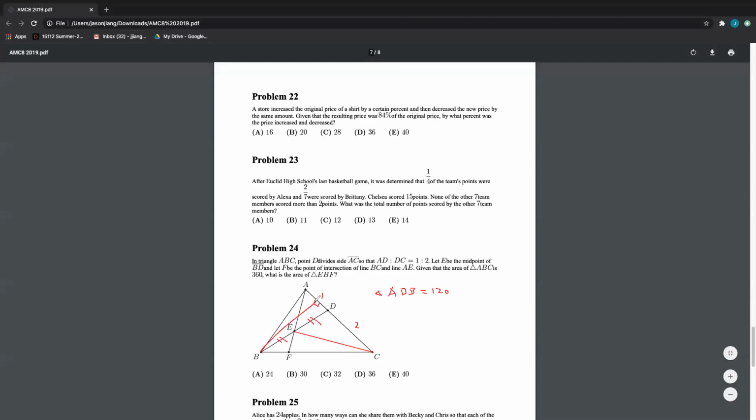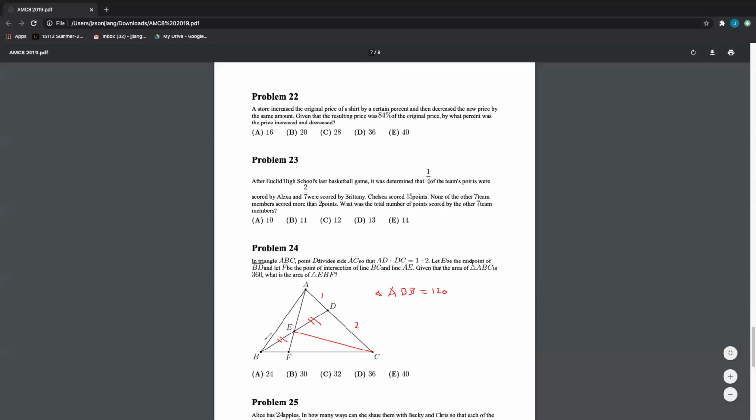So when we do base times height for their areas, ADB is going to have 1 times the height divided by 2, while BDC has 2 times the height divided by 2. That means that BDC is double of ADB. And since they add up to 360, we can calculate that ADB is 120, while BDC is 240. I'm going to get rid of this altitude now.